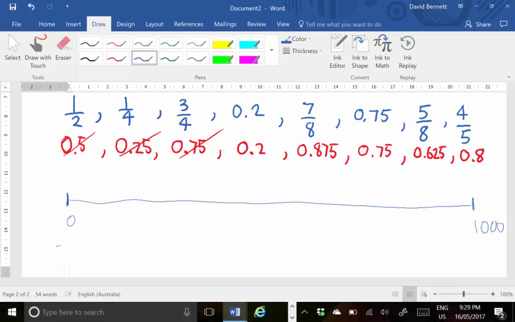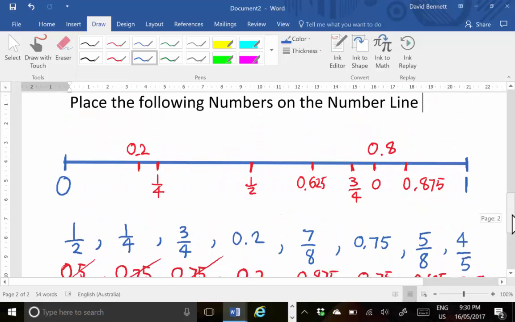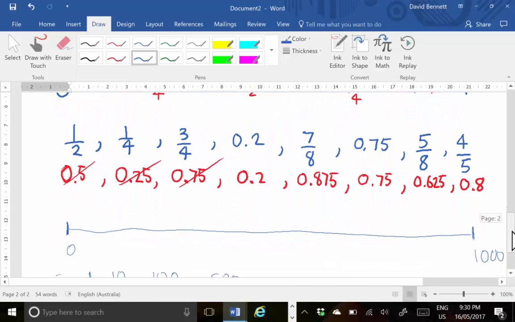I'd like you to put on there 1, 10, 100, and I'd like you to put 500 onto that number line, please, for me. So that's your task to do, keeping in mind you need to know how to do that above task without actually watching the video.